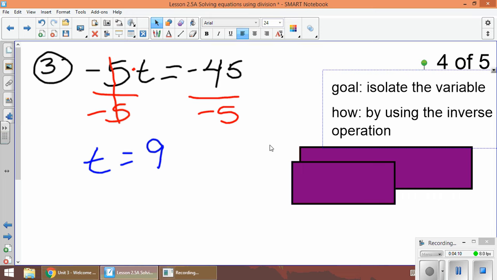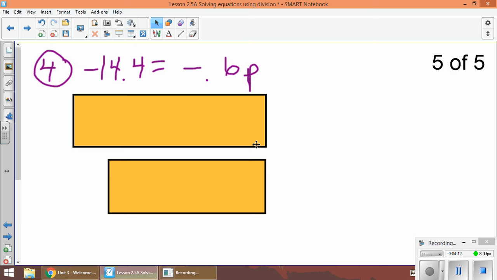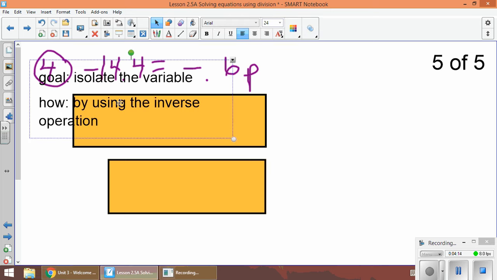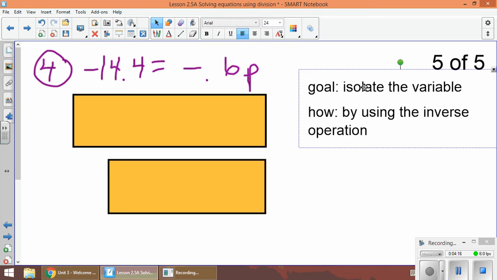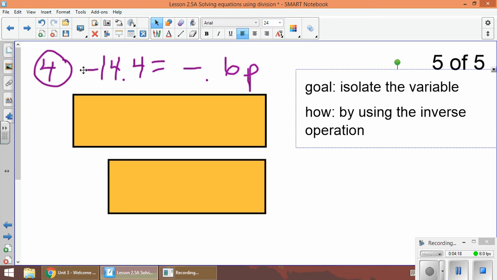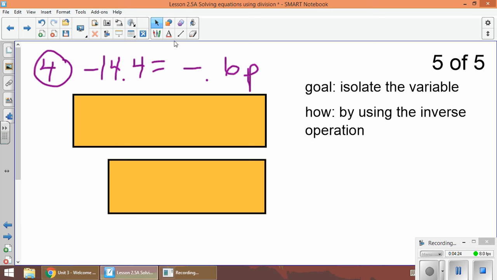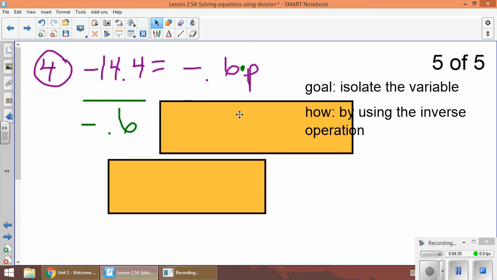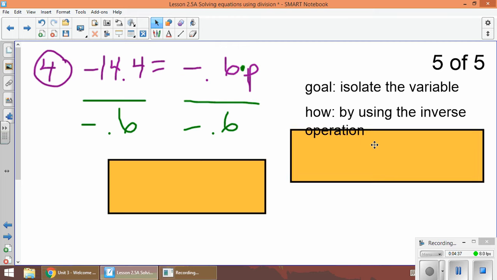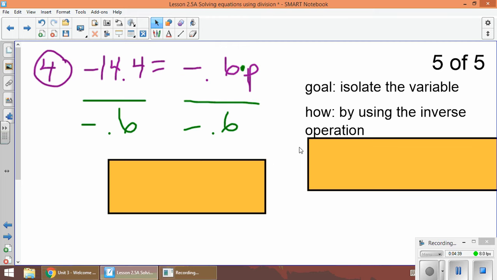Okay, and we have one final example. Okay, and we have negative 14.4 is equal to negative 6/10 p. So again, the current operation is multiplication. So the inverse of timesing p by negative 0.6 is to divide both sides by negative 0.6. So divide the left and divide the right by negative 0.6.